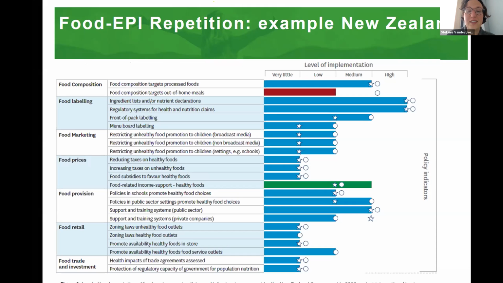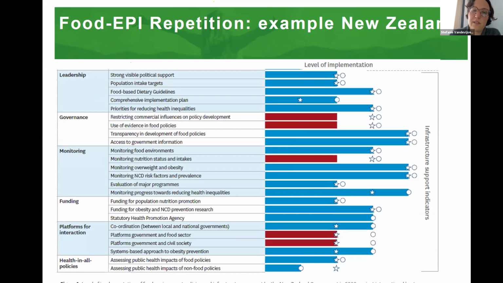So it's also not necessarily that the Food-EPI, there are a lot of different factors that play, of course, in whether or not policy action is happening. But nevertheless, it's important to monitor progress and to see, okay, where do governments improve? Do they actually act on the priorities that are put forward? Or is there even a reduction in action, which can also happen, which was the case for New Zealand for a few indicators as well.